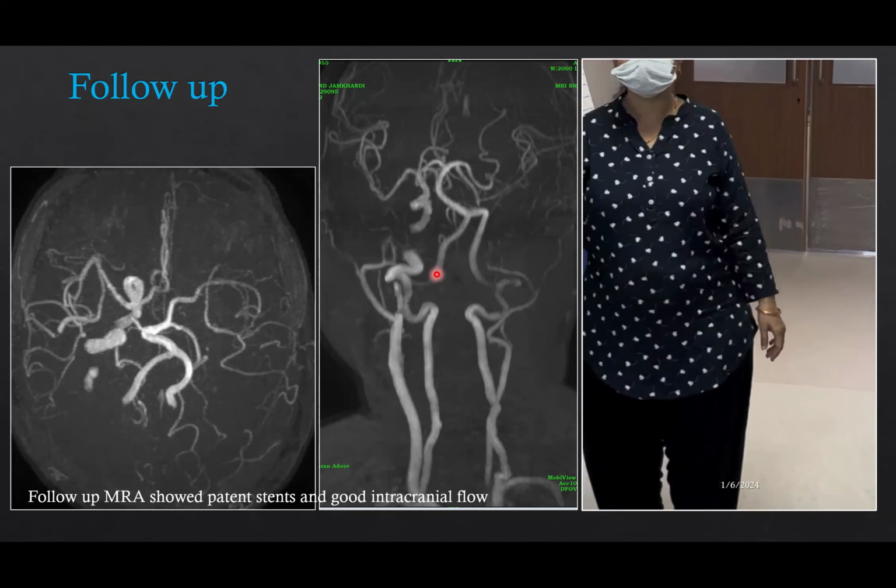So this is a case of stroke in young. Hyperacute diffusion changes were seen in bilateral cerebral hemisphere. That's why we could achieve reversal of the diffusion changes with timely treatment.